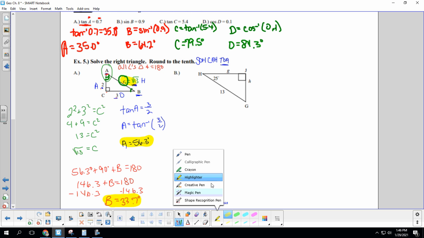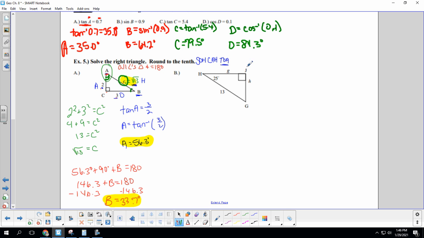Okay, next problem as well, solving this triangle. So we have this angle H right here. We don't have side G or side H, and we have 13, which is that side right there, but we don't have side G. So let's go ahead and do the easiest one first. Let's find angle G.